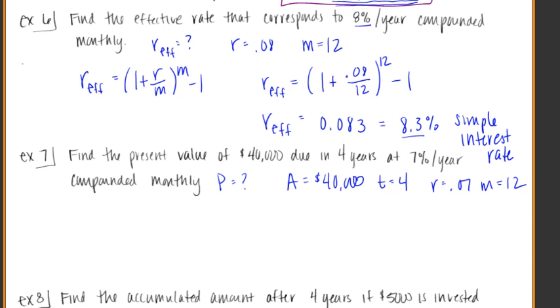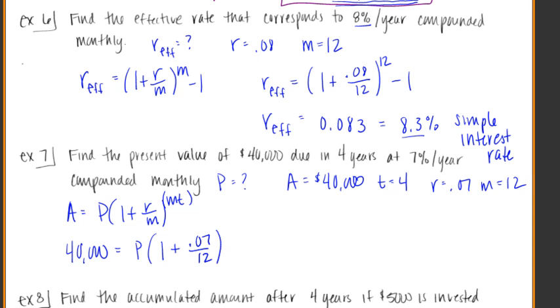Okay, so A, using my compound interest formula, is P times (1 plus R over M) to the MT. So A, I already know. I need $40,000 to come out. P is what I'm going to put in. And obviously I'm going to put in a smaller amount, hopefully. 1 plus 0.07 divided by 12, to 12 times a year for a total of 4 years.